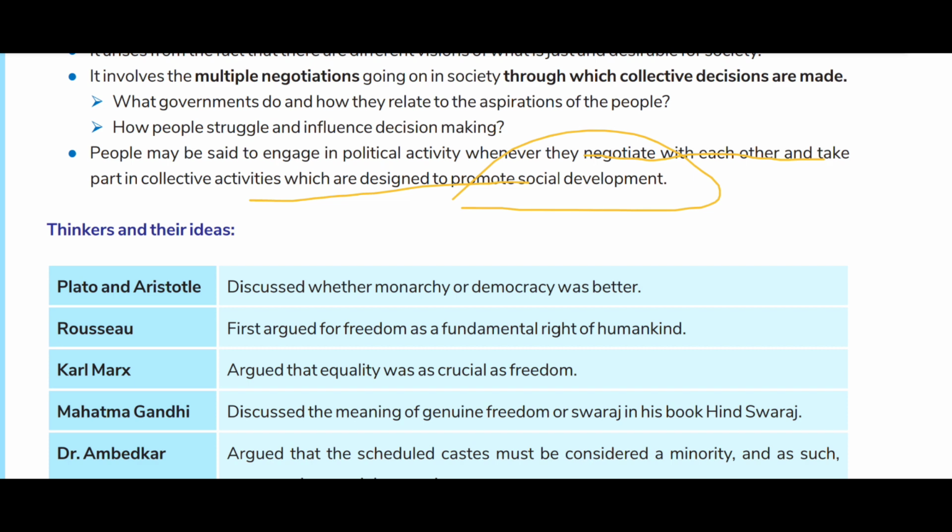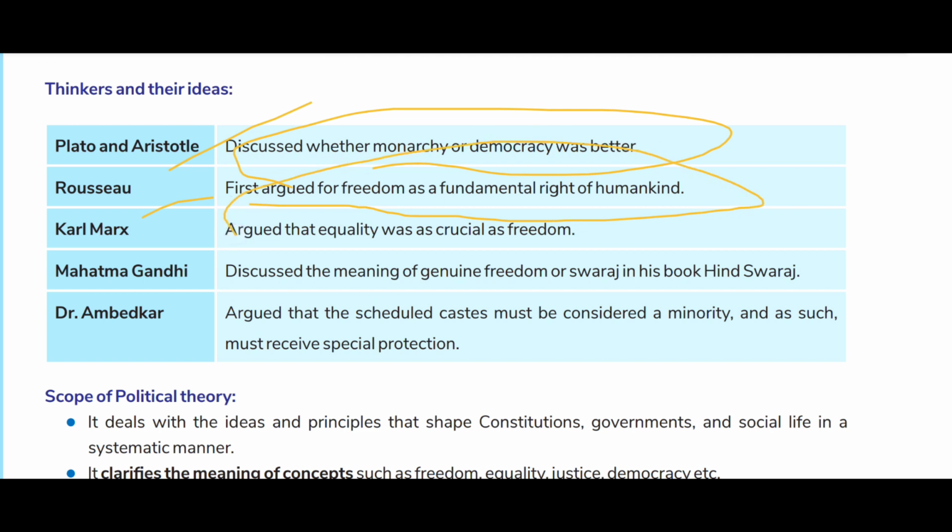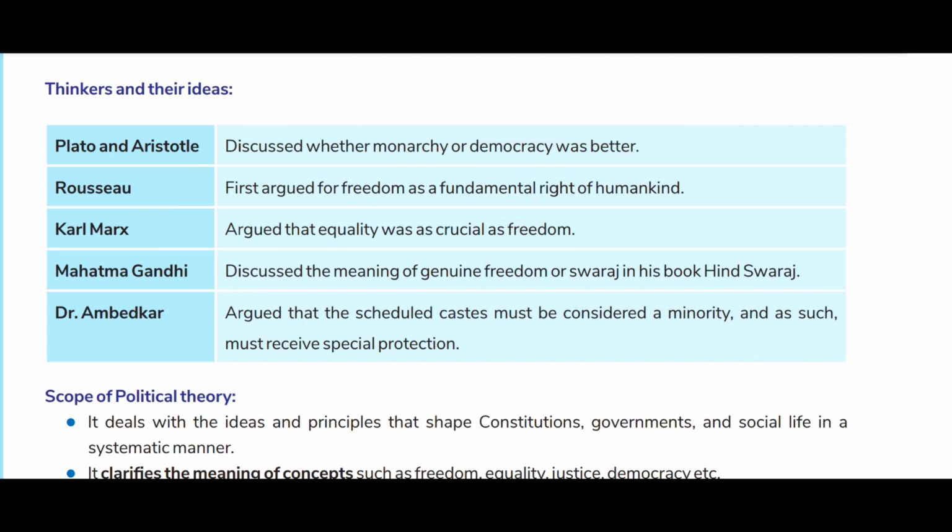Thinkers and their ideas. It is very important what thinkers thought. Plato and Aristotle discussed whether monarchy or democracy was better. Rousseau was the first one who argued for freedom as a fundamental right of humankind. Karl Marx argued that equality was as crucial as freedom. Mahatma Gandhi discussed the meaning of genuine freedom, or Swaraj, in his book Hind Swaraj. Dr. Ambedkar argued that Scheduled Castes must be considered a minority and as such must receive special protection.